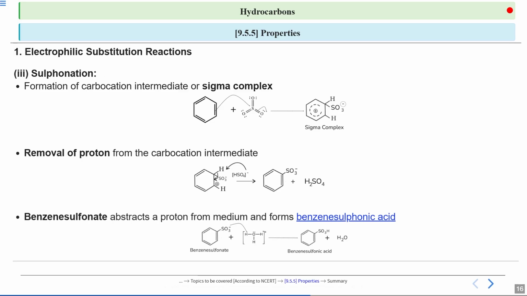Now, if you see here, this has a negative charge on it, SO3 minus. This negative charge is satisfied by the H3O plus. So basically at this stage it is not forming benzene sulfonic acid, it is only forming benzene sulfonate. In the last step, it forms benzene sulfonic acid, where the benzene sulfonate takes an H plus from the H3O plus, creating a neutral species and water.